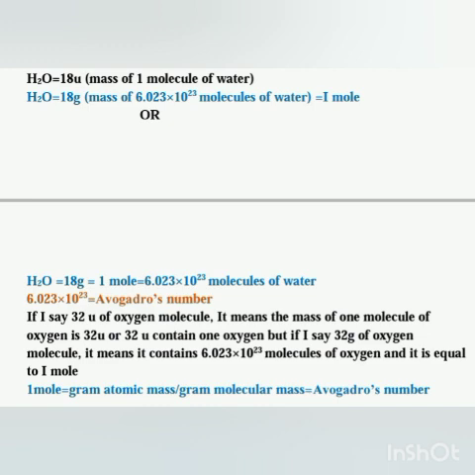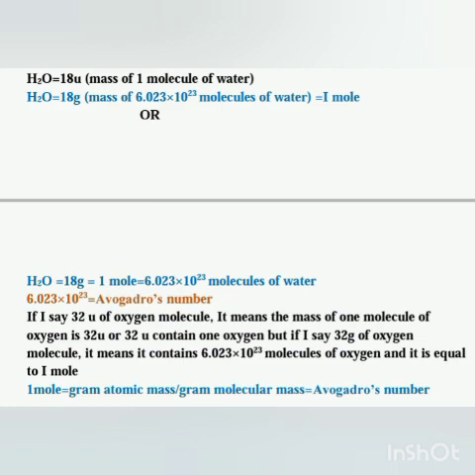Now students, please see this example here. If I say 32 units of oxygen molecule, it means the mass of 1 molecule of oxygen is 32 units, and 32 units contain 1 molecule of oxygen. But if I say 32 grams of oxygen molecule, it means that 32 grams contains 6.023 × 10^23 molecules of oxygen, and it is equal to 1 mole. I have already explained what 1 mole is. Now we will discuss this example here.